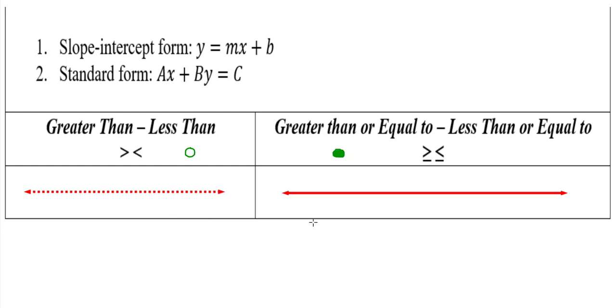It's very important that you commit these two to the memory bank as we're going to be using them. And then again, we have our slope-intercept form and our standard form. This is important to know because we are going to want to convert to slope-intercept form so that we can make nice, easy graphs. All right, let's take a look here.